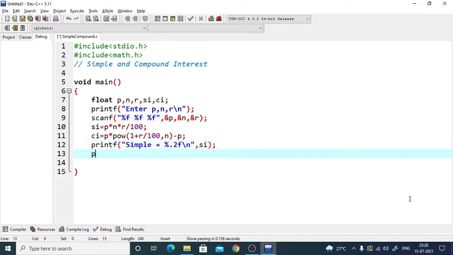Now similarly I have to print compound interest. So compound equal to %.2f, and I'll be displaying CI. So that's it. This is how I'll have a simple computation-based program. We'll execute this first so that you will be clear about its correctness.